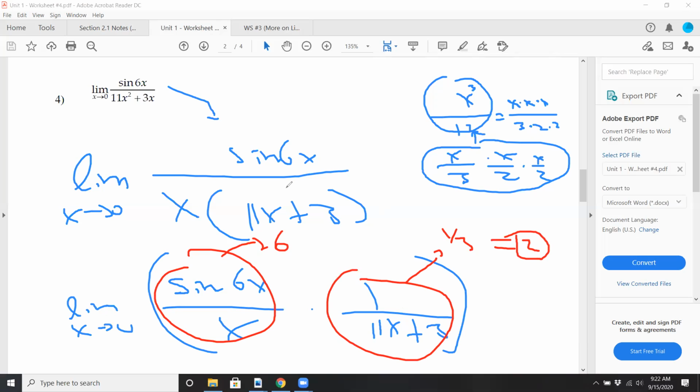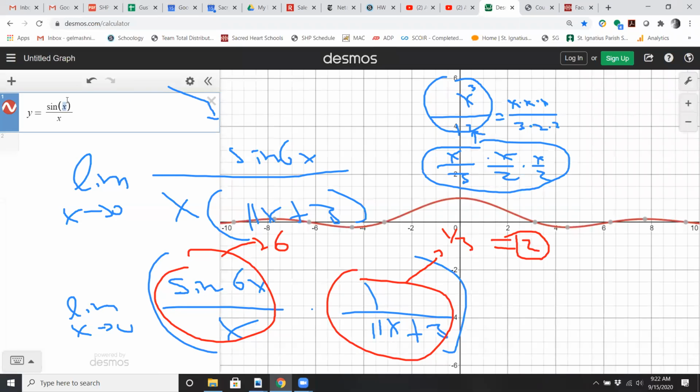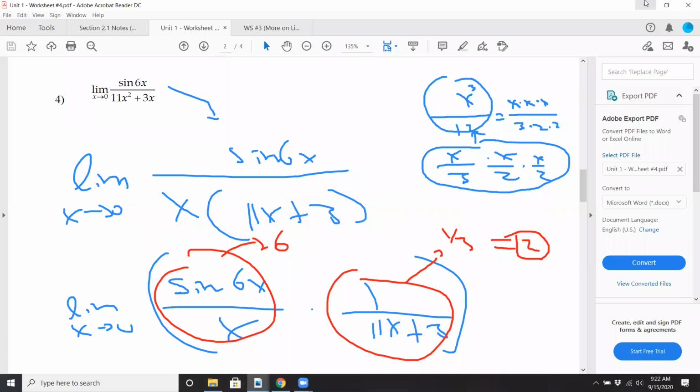Also, you can graph this in Desmos. And if you do that, and x is approaching 0, you see it's undefined at 0, but it's getting close to 2 on either side. So Desmos verifies this for us as well. So that's kind of a good thing to do there.